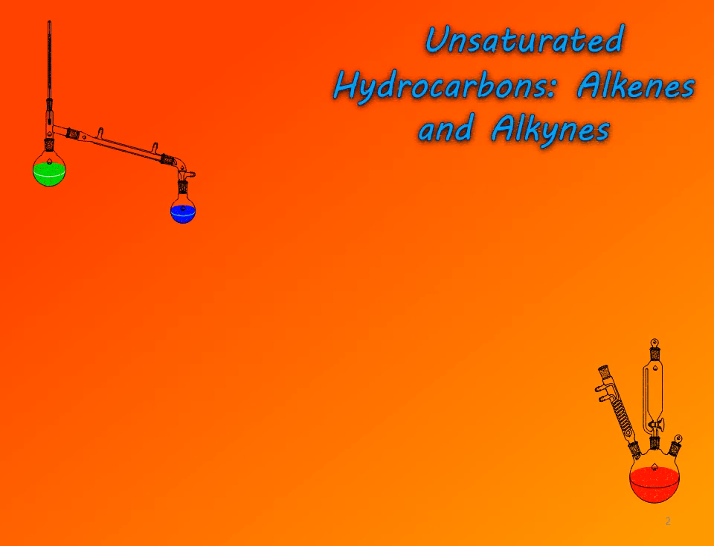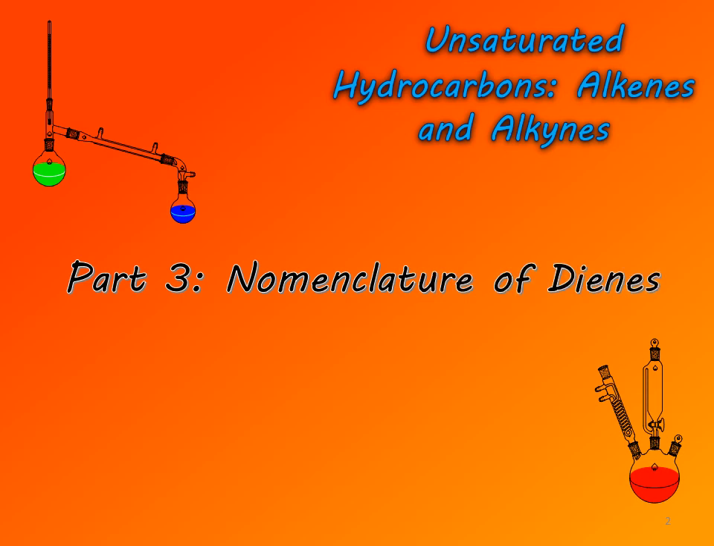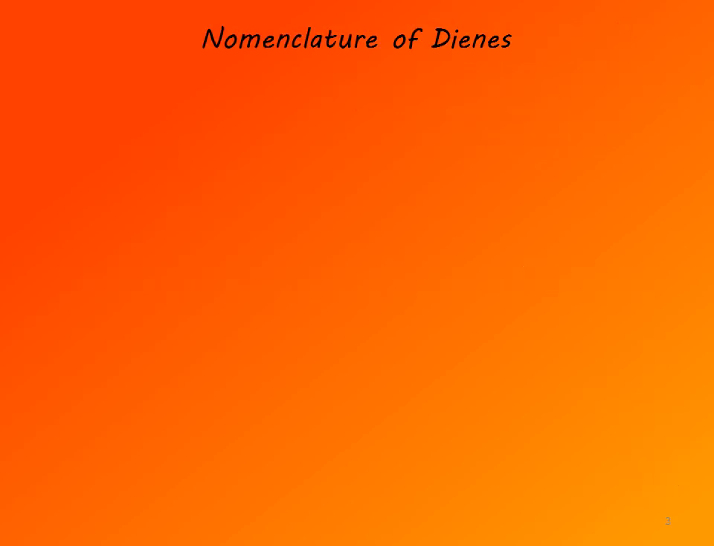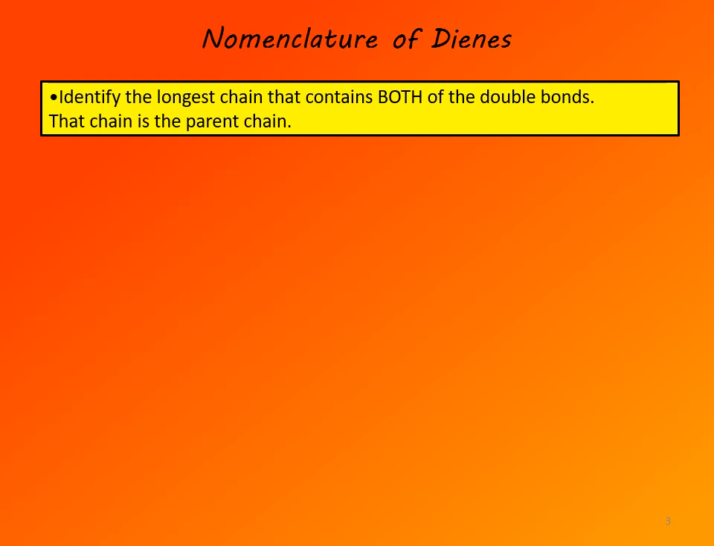In this video, we will examine nomenclature of dienes. To name a diene, one should identify the longest chain that contains both of the double bonds, and that chain is the parent chain.